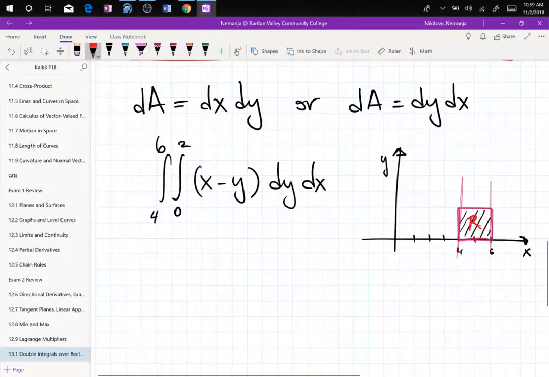How do we solve double integrals, triple integrals, quadruple integrals? If you have 15 integrals, how do you solve them? You do one by one, inside out. That's what you do.